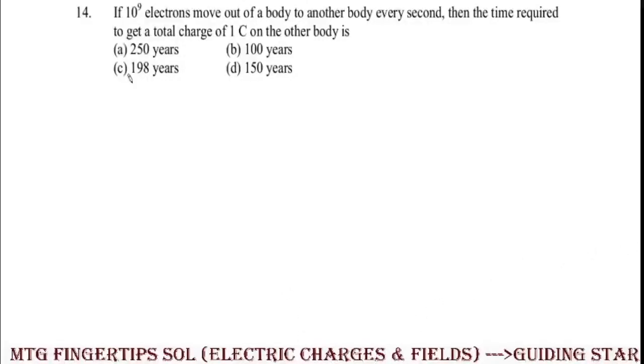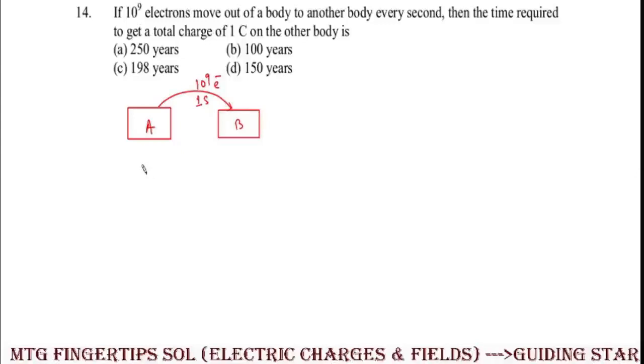Okay, so in question number 14, what it is saying is that if 10 to the power 9 electrons move out of a body to another body every second. Suppose there are two bodies we are taking, body A and another body, let it be B. So 10 to the 9 electrons move from one body to another body in every second. That means 10 to the power 9 electrons are moving in 1 second.